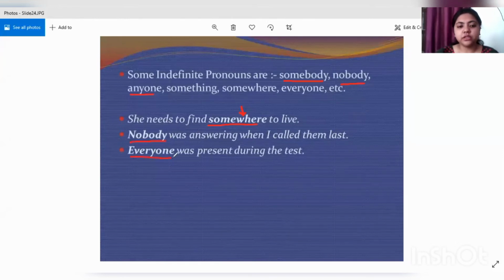Everyone was present during the test, right? Okay, everyone was present. Again, nothing can be said in a specific manner, but we are sure that the action was being performed by someone or the other or by everyone. So in such cases, we use indefinite pronouns.